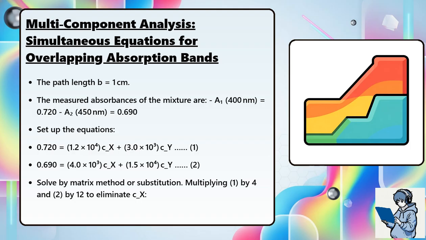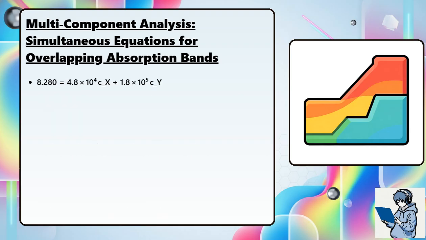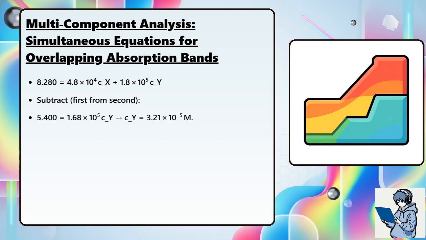Multiply equation 1 by 4 and equation 2 by 12 to eliminate cX. 2.880 equals 4.8 times 10 to the 4 cX plus 1.2 times 10 to the 4 cY. 8.280 equals 4.8 times 10 to the 4 cX plus 1.8 times 10 to the 5 cY. Subtract the first from the second. 5.400 equals 1.68 times 10 to the 5 cY, gives cY equals 3.21 times 10 to the minus 5 molar.